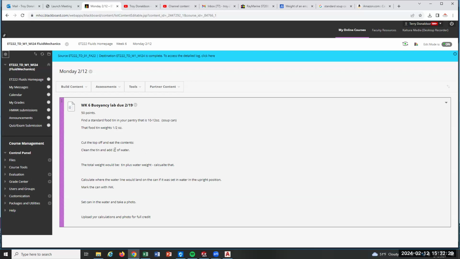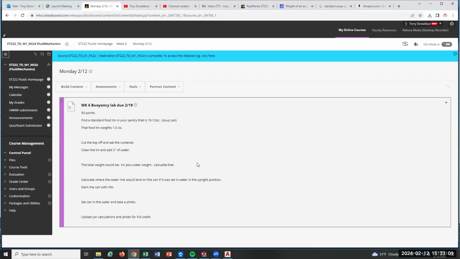So you're going to cut it open, empty the contents, and clean the tin. And then you're going to add water to the tin. You're going to add 2 inches of water. Okay. So you should be able to calculate that water weight. Do it. And then you should be able to add your ½ ounce, your tin weight, to get the total weight of this thing. So empty tin with 2 inches of depth of water inside.